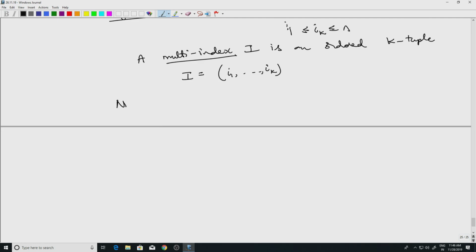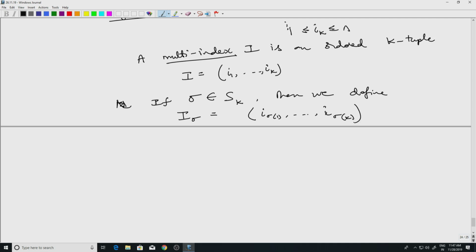Now if sigma is a permutation on k letters, then we define I sigma to be, I just permute this: I1, I sigma 1, etc., I sigma k. So I can do this. Essentially this I sigma, if I forget the ordering and look at it as a set of numbers lying between 1 and n, is the same as I. It is just that the ordering may change depending on the permutation.